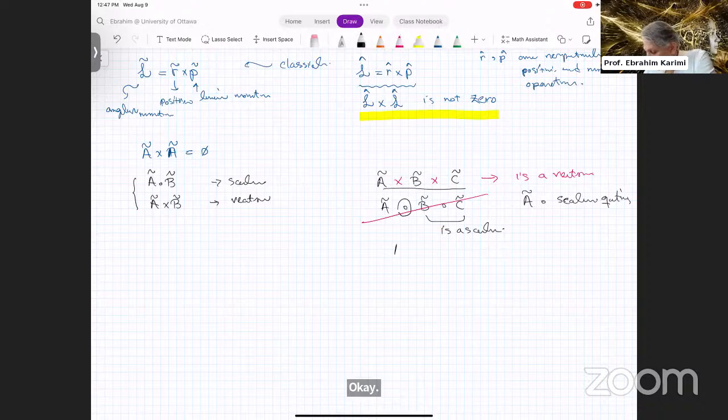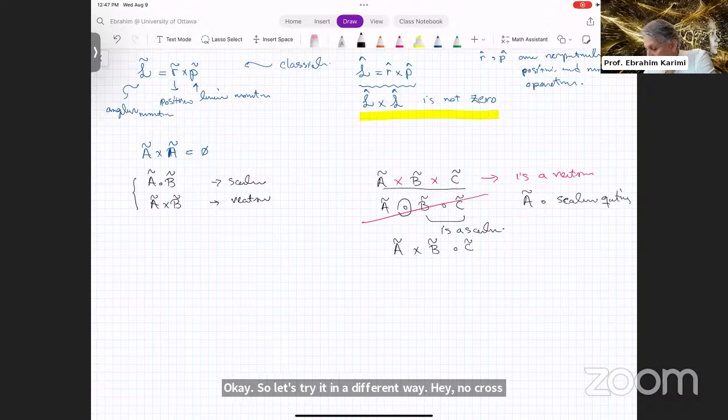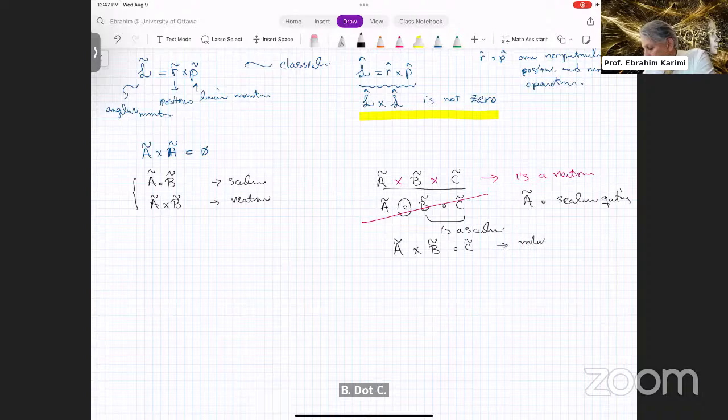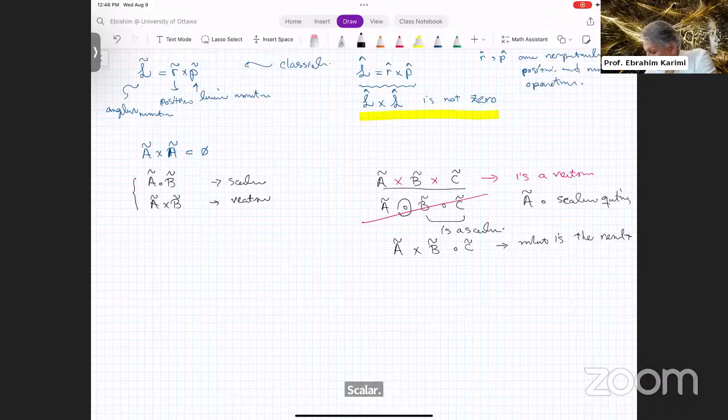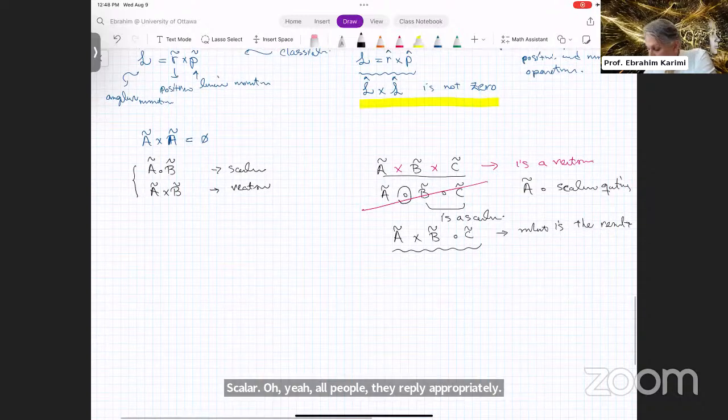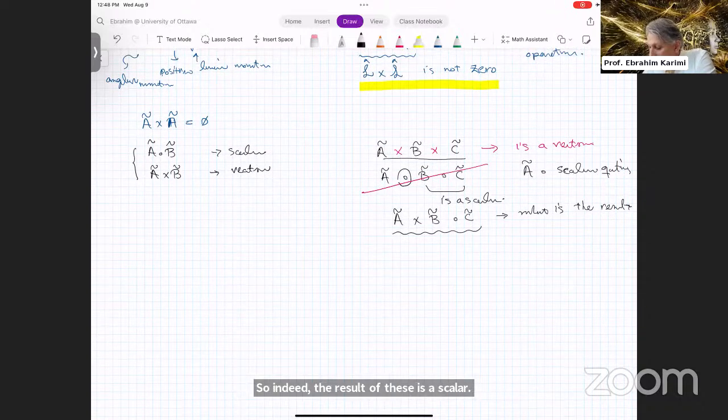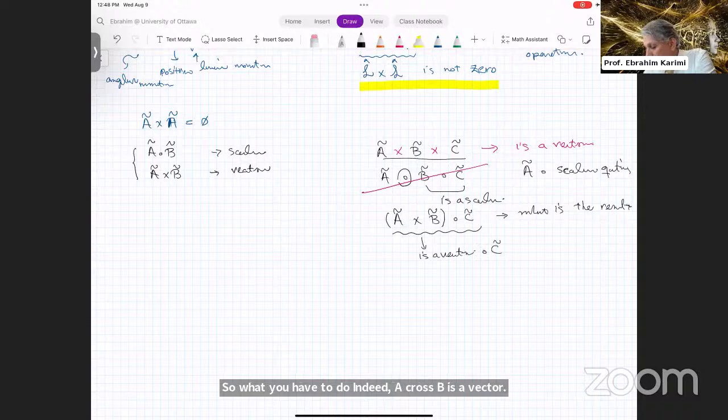So let's write it in a different way: A cross B dot C. What is the result of this? Is it a vector or a scalar? Scalar, yes, all people replied properly. Indeed, the result is a scalar. A cross B is a vector, and the dot product with a vector is a scalar.